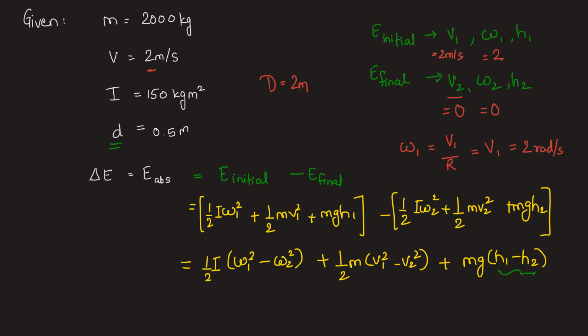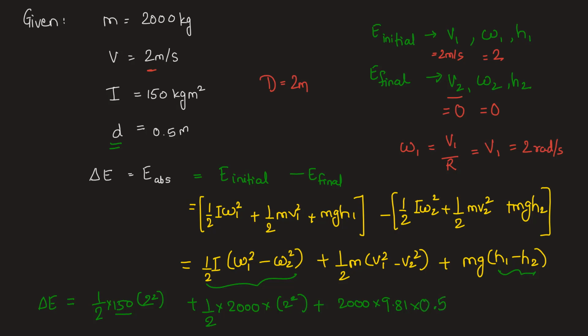Let's substitute all the values and find out the energy absorbed by the brake. Delta E will be equal to, first term, half into 150 into omega 1 is 2 minus 0, which is nothing but 2 square, plus half into mass is 2000 kg into v1 is 2, again 2 square, plus mass is 2000, gravitational acceleration 9.81 into h1 minus h2, distance is 0.5 meter. We are taking all other values in meter per second here also and kg meter square here. So we can take this distance as it is in 0.5 meters.